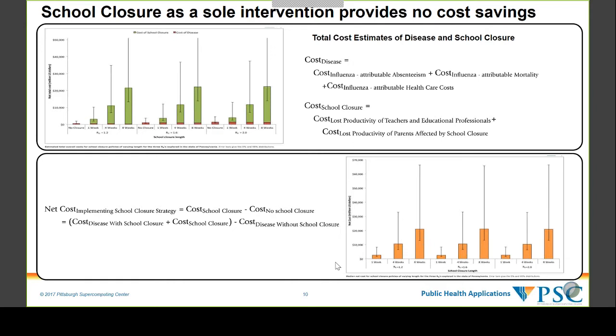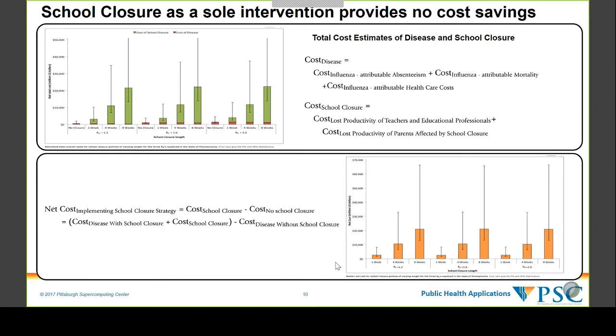And then the play is, if the intervention is not as costly as the disease burden, so what you save in the disease burden, if the intervention doesn't cost that much, you'll get cost savings. If it costs more, you'll get a net cost. And what we see here in this chart are a number of different scenarios.